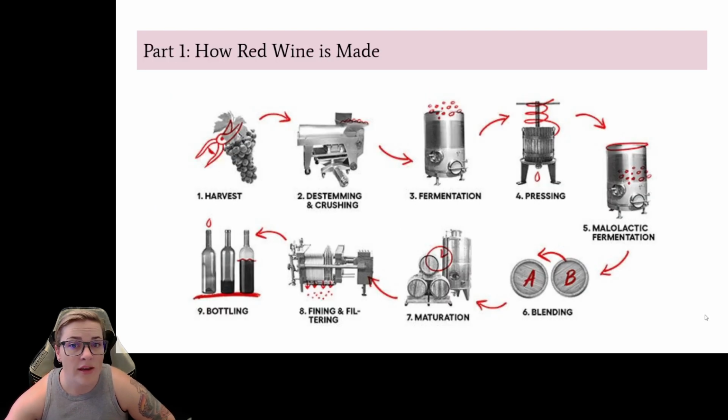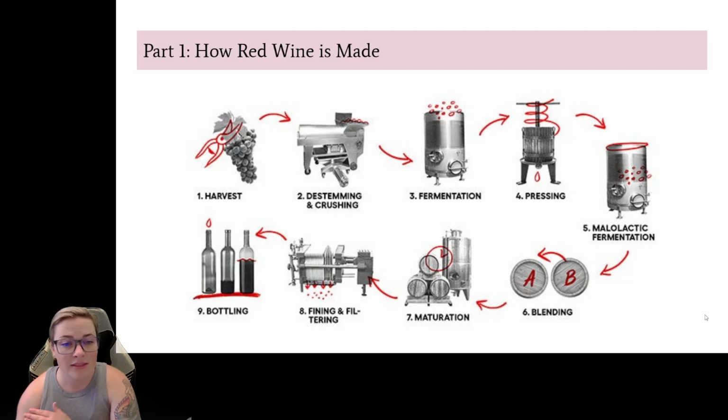Okay, part one: how red wine is made. We have harvest, where you pick the fruit, then we crush and destem it, then we go through fermentation, which is technically known as primary fermentation. It's the conversion of sugar to alcohol. After it's been completely fermented, or fermented as desired, it goes into the press. That helps remove all of the newly fermented wine from the skins.